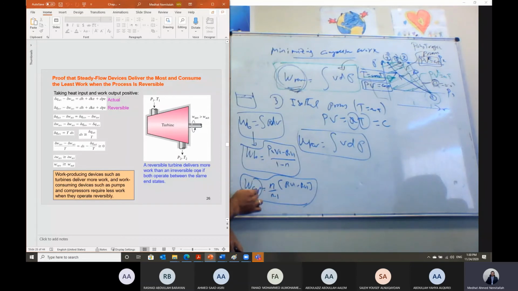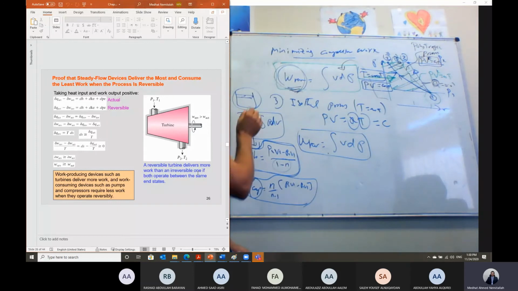This is for the compressor. Following a polytropic process, integration of VdP, we got this relation: n over n minus 1, P2V2 minus P1V1. But in the case of boundary work, when we have a gas in a piston-cylinder device in chapter 4, we developed the case if the process is polytropic. Boundary work will equal P2V2 minus P1V1 divided by 1 minus n.